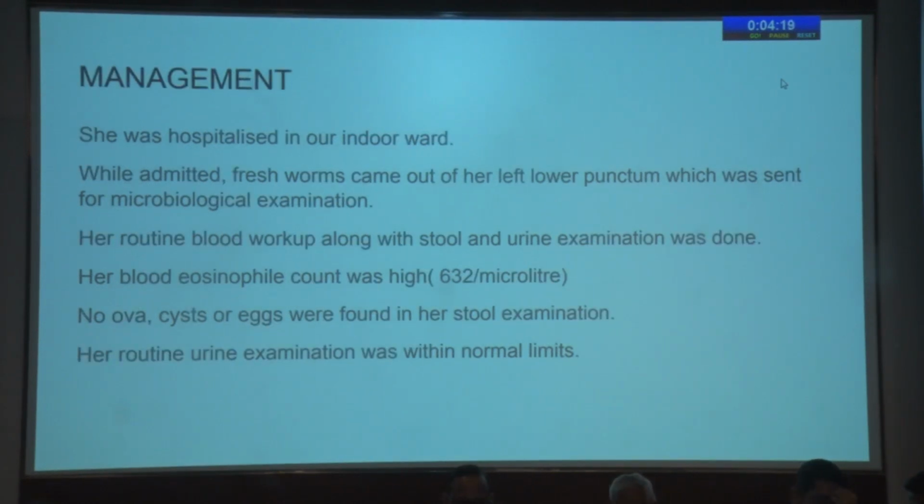For management, we first hospitalized her in our ward. After admission, we saw that more fresh worms came out from her lower punctum, which we sent for microbiological examination. Her routine blood workup along with stool and urine examination was done. Her blood eosinophilic count was slightly higher, that is 632 per microliter, but no ova, cysts or eggs were found in her stool examination. Her routine urine examination was within normal limits.